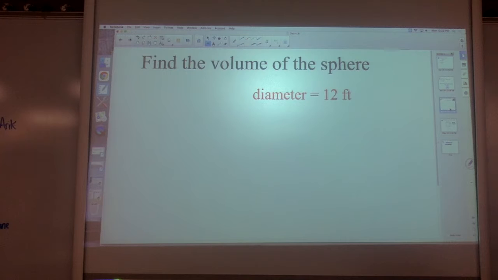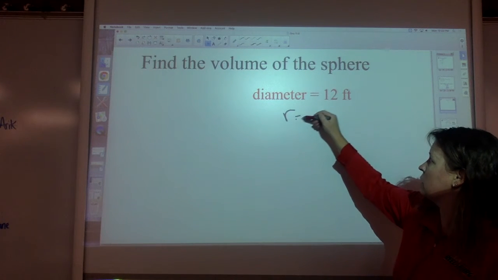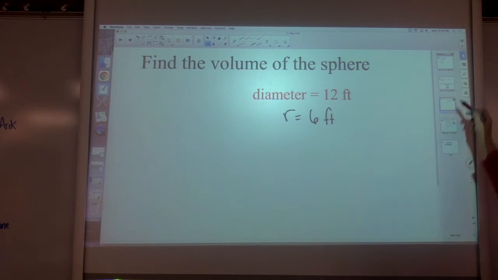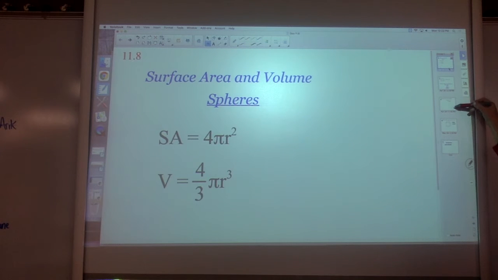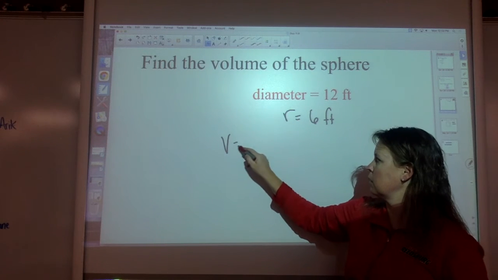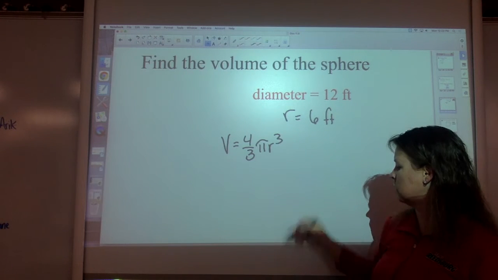Find the volume of the sphere. You can draw a sphere if you want to, you don't really have to. They did give us the diameter. That doesn't do us a lot of good. Finding the radius is more of what we want. Before we did the surface area, now we're doing the volume, which is 4/3 pi r cubed. Volume equals 4/3 pi r cubed.